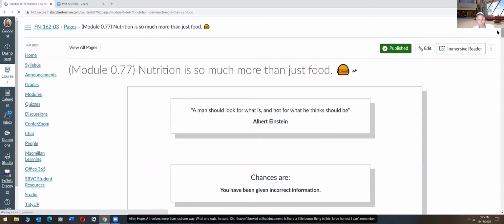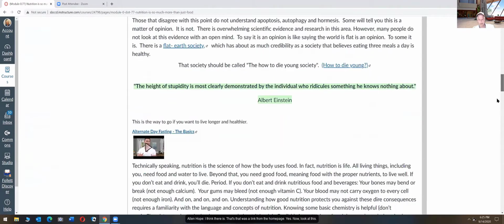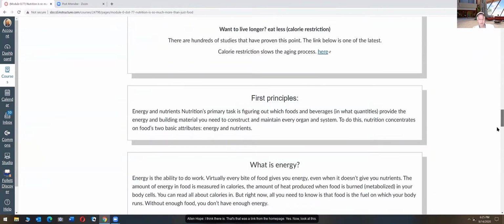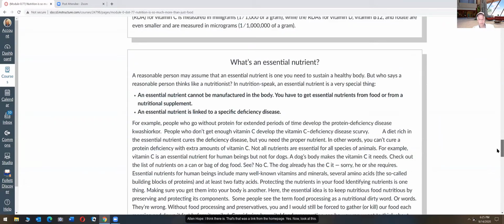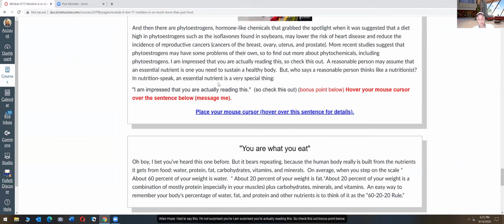You can say, oh, I haven't looked at that document. Is there a little bonus thing in this? To be honest, I can't remember. I think there is. That was a link from the home page. Yes. Now look at this. I'm not surprised, I am surprised you're actually reading this. So check this out. Bonus point below.